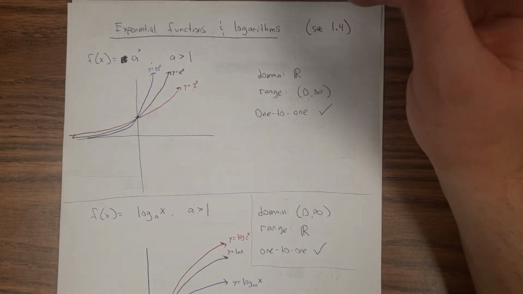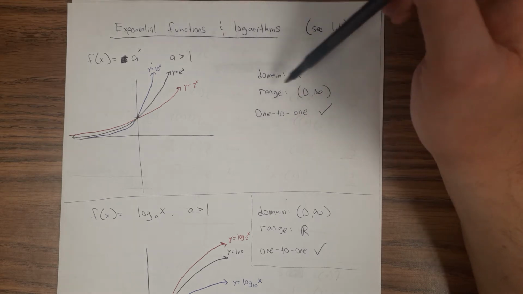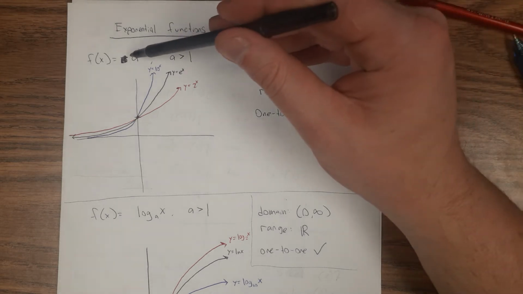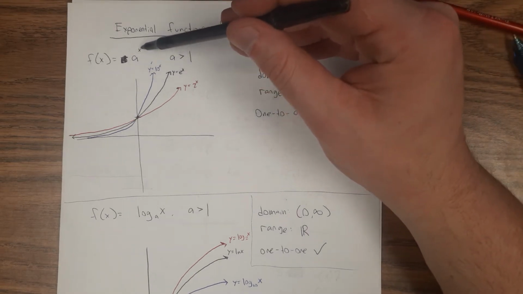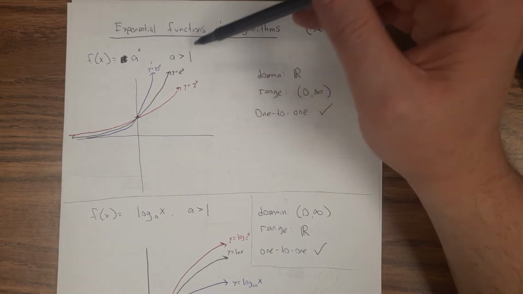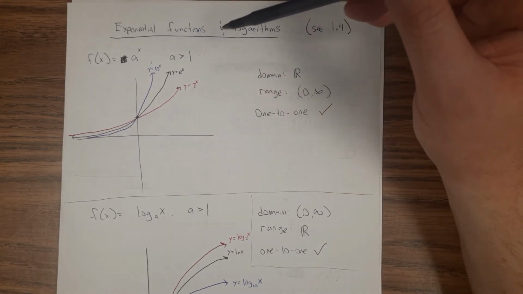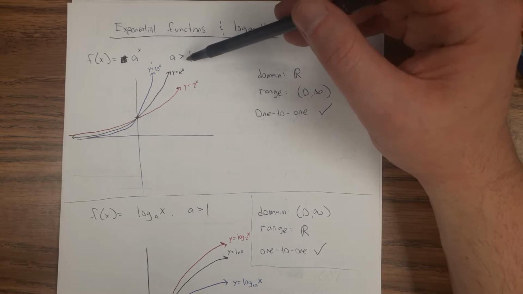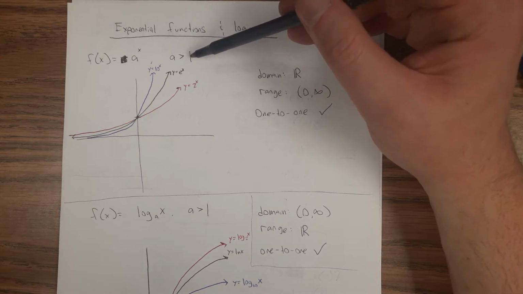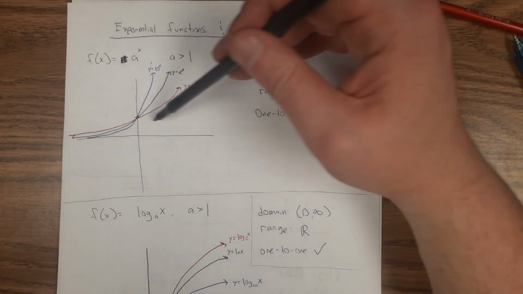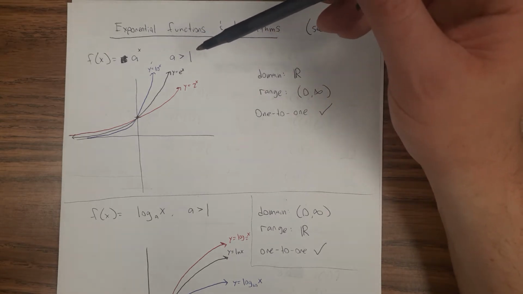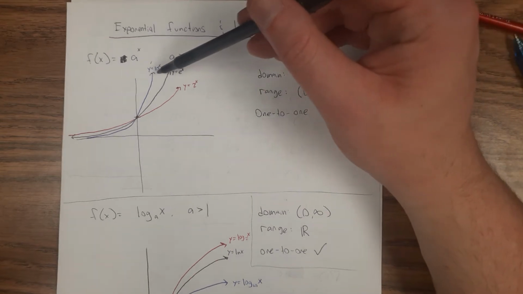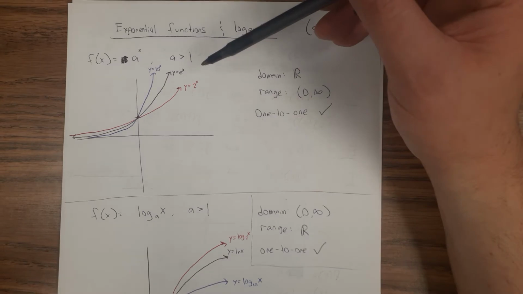So first, let me do exponential functions, just the basic facts about them. So an exponential function, I mean like a to the x, where a is a number larger than 1. It can also be a number between 0 and 1. We'll talk about those functions eventually, but let's for now focus on when a is larger than 1. And I drew a few examples for different numbers a.